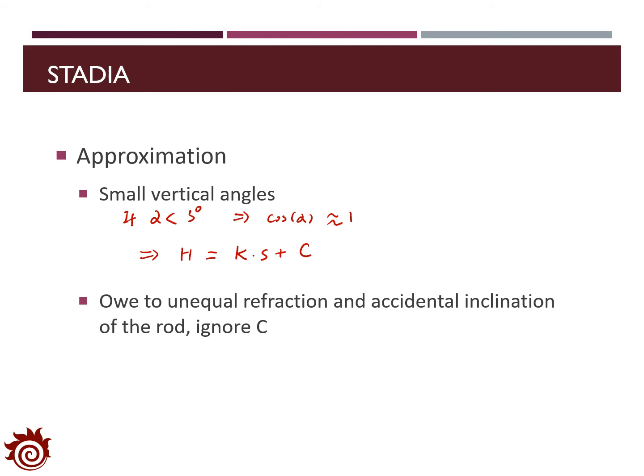And in addition, due to the unequal refraction and accidental inclination of the rod, sometimes we can ignore the value of capital C. So that will give us the simplified equation as capital H equals k times s times cosine alpha squared. And the vertical distance is half of k times s times sine 2 alpha. So those are two approximations of the stadium method.